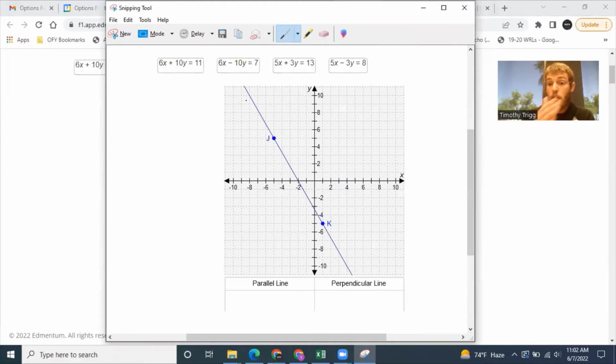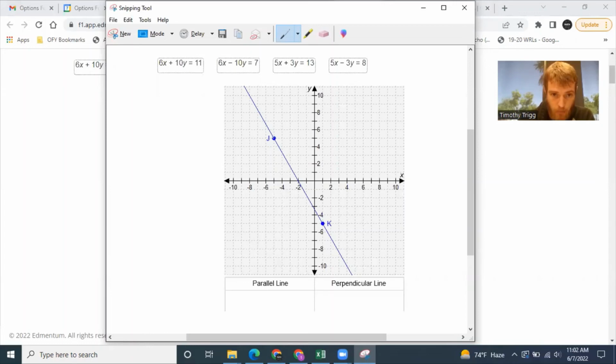Well, this line is going downwards as we go from left to right. So that tells me line JK will have a negative slope. But let's just go ahead and calculate its slope, again finding the rise over run.